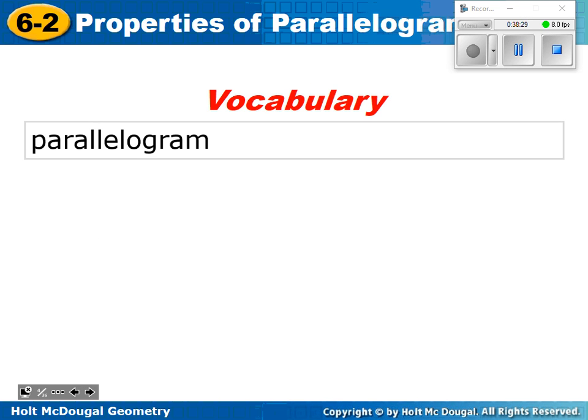So on your property sheet that you're creating, you're going to want to title this parallelogram, and everything we learn about the parallelogram we're going to list, okay?